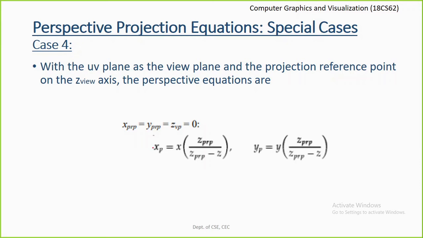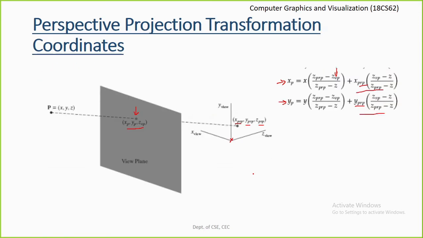The only change here is for XP we replace it with x. For YP, this term will be replaced with the y coordinate of the given point. So these are the 4 cases. Let us quickly go through the cases once again.